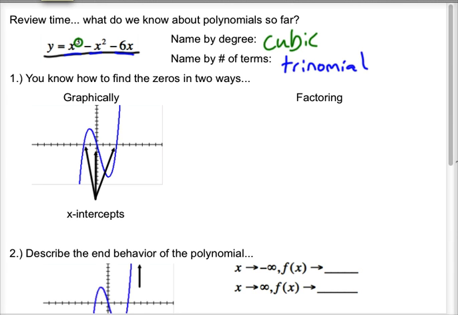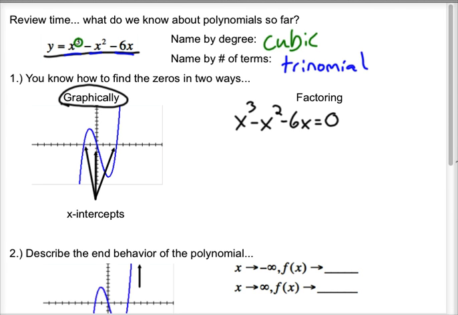All right, and we also know how to find the zeros graphically and by factoring. Now, I'm going to leave the graphically up to you because I just showed you how to do that twice. However, just to remind you how to do this the factoring way. So we have x cubed minus x squared minus 6x equals 0 if we're searching for the x-intercepts.